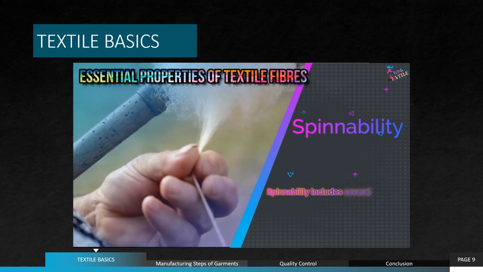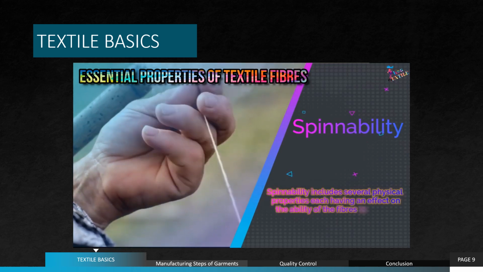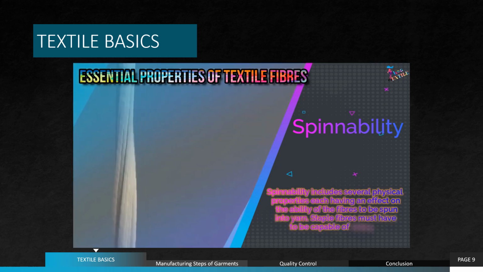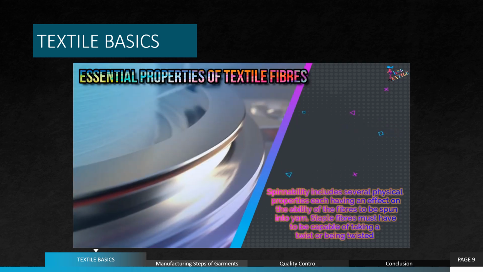Spinability. Spinability includes several physical properties, each having an effect on the ability of the fibers to be spun into yarn. Staple fibers must be capable of taking twist or being twisted.